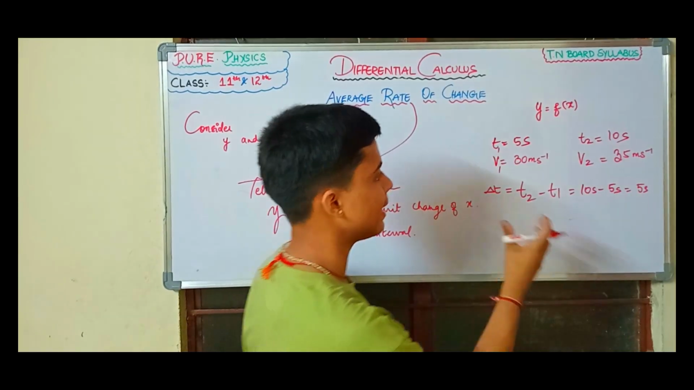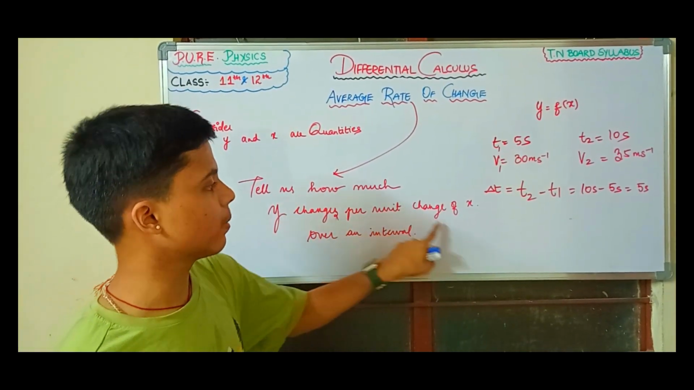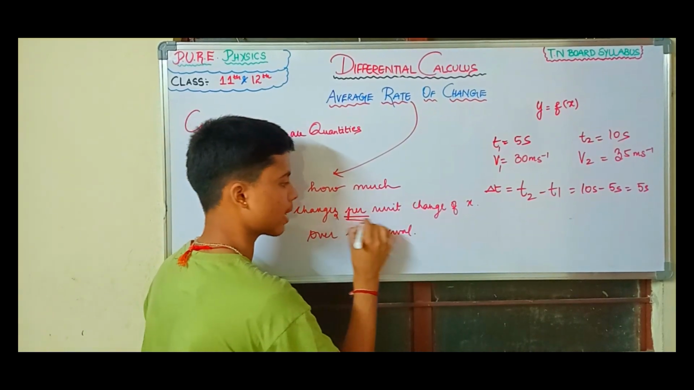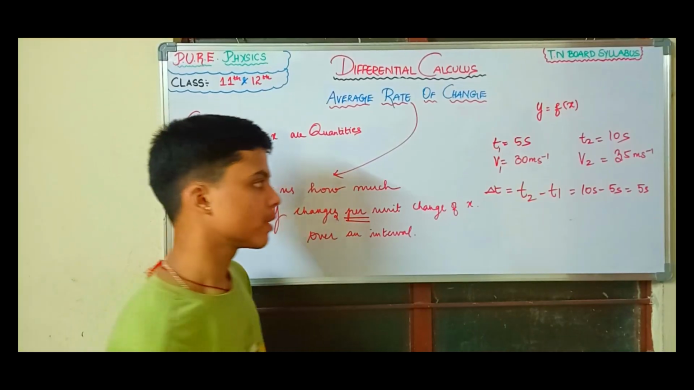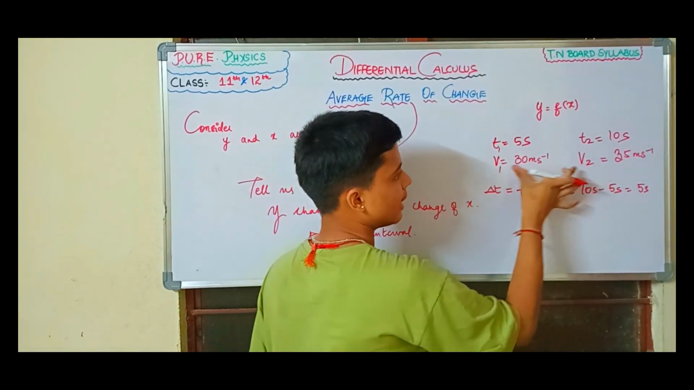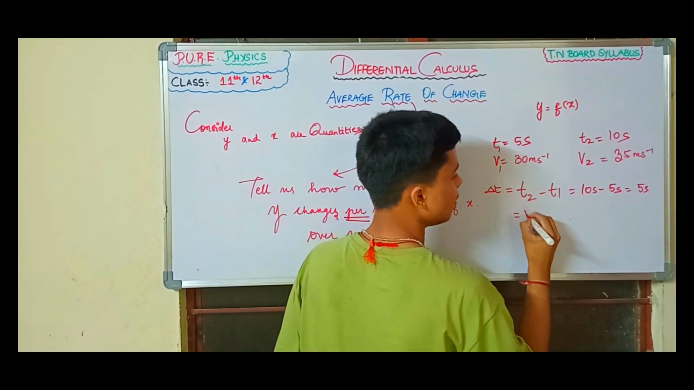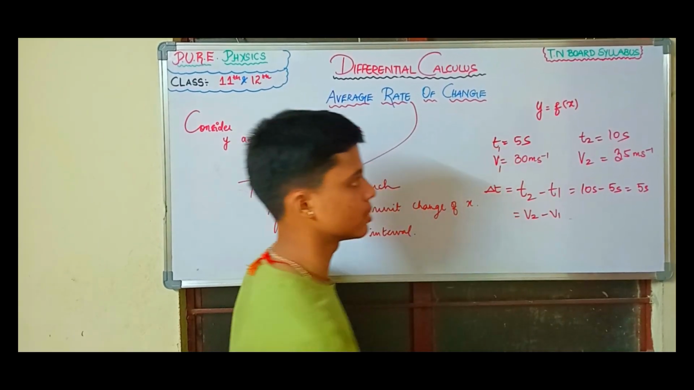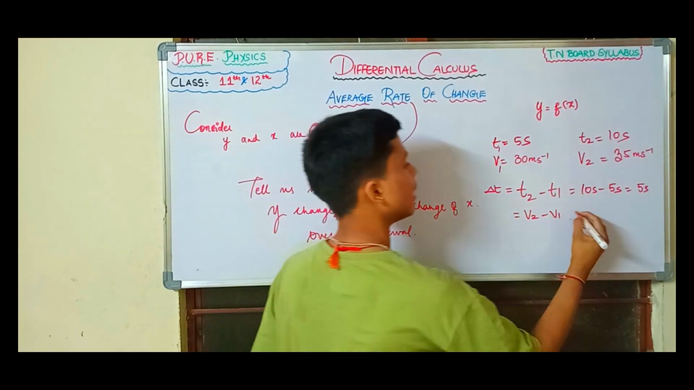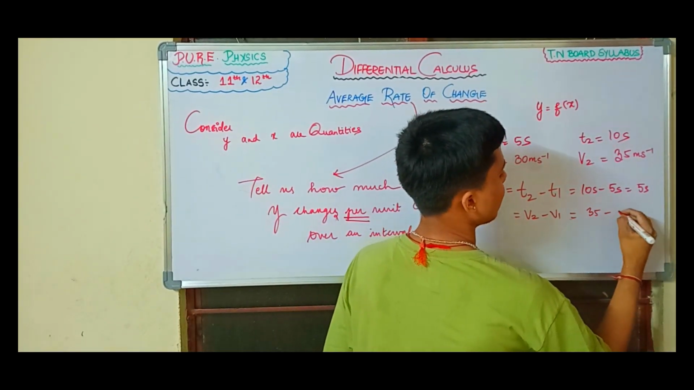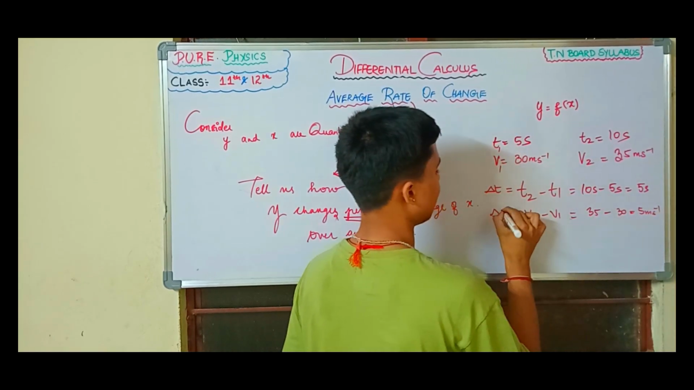So how do I get the average rate of change? Y changes per unit x. Whenever the word per comes, you divide the first quantity by the other quantity. So I'm going to find delta V, the change in velocity over this time interval. That is V2 minus V1. Always take the final value minus the initial value. My final value here is 35 minus 30, which is 5 meters per second. This will be my delta V.